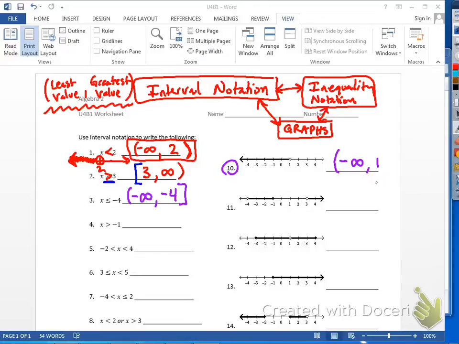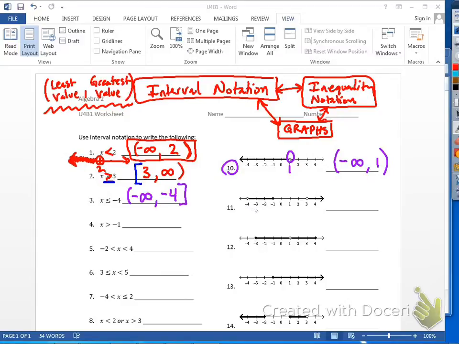Because this is an open circle here at 1, I'm going to use parentheses. I'm not including 1 in the answer. It's everything up until 1. So 0.9999 would be acceptable, but 1 is not. That's number 10. So what about this crazy number 11? It's got 2 sections, and here's how you answer it.